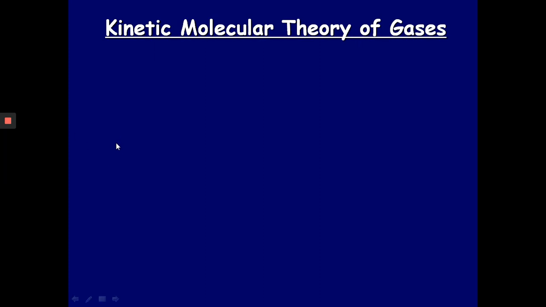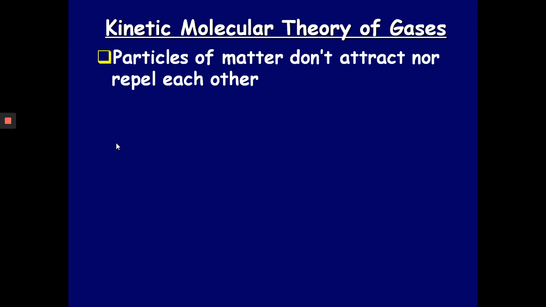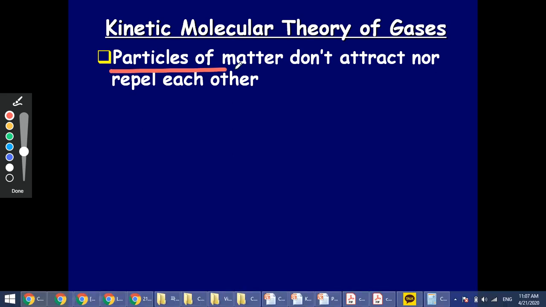Next one is the kinetic molecular theory of gases. This is the theory that helps us to understand the behavior of gases, and it is made up of five postulates. The first one is that the particles of matter don't attract nor repel each other. What it means is that when the particles are in a gas state, they are not going to attract nor repel each other, so each gas particle is totally independent.